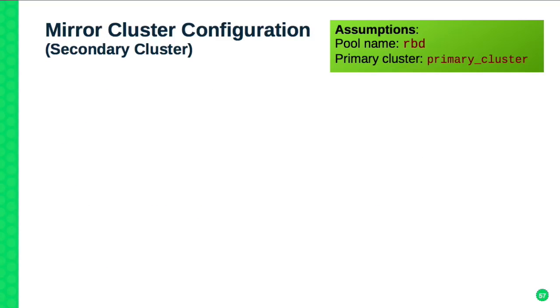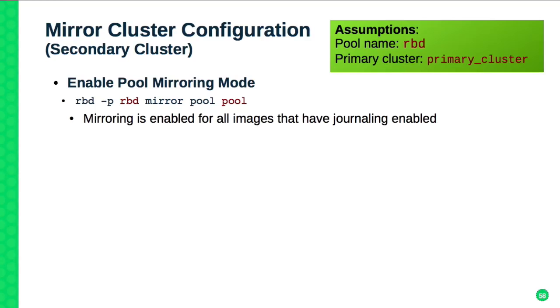Now, for preparing the backup cluster, which I call the secondary cluster, once again I'm assuming I have a pool called RBD, and I'm assuming that the name of the primary cluster is called primary cluster. So in the backup store, I also have to activate the mirroring mode at the pool level. So I can just put it on pool mode.